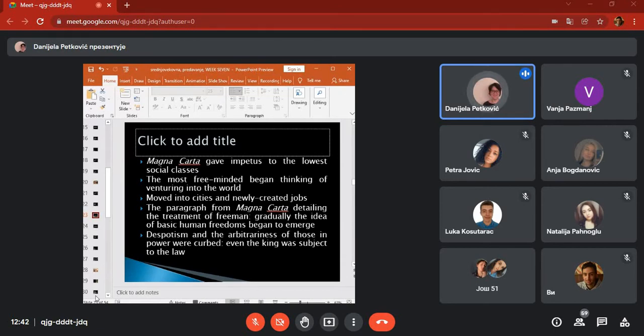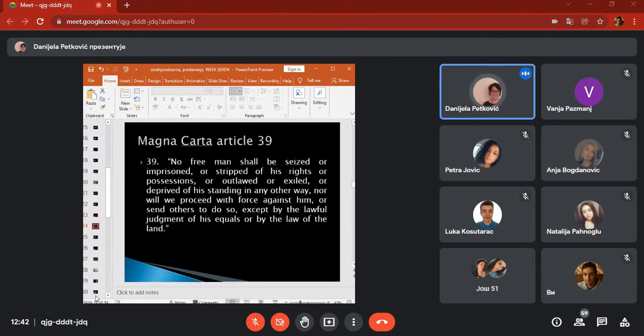And there's Article 39 from Magna Carta Libertatum, which details the treatment of free men, from which the idea of human rights and human freedoms actually emerged. And the outcome ultimately was that even the king was subject to the law, which again, sounds so beautiful and so lovely. And you have to think about whether we have really moved onward in the 21st century, or do we need to regress to 1215, where even the king is the subject of the law? So ultimately the arbitrariness, this unlimited power, the despotism, it's known as despotism, they were curbed.